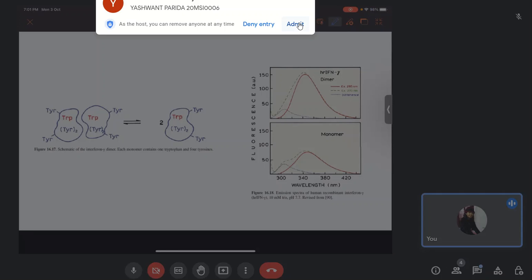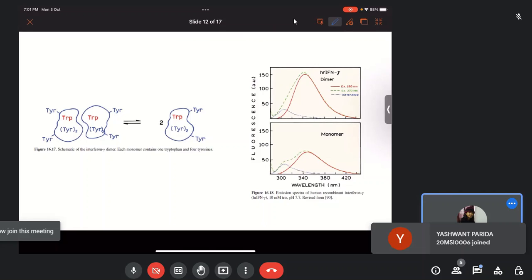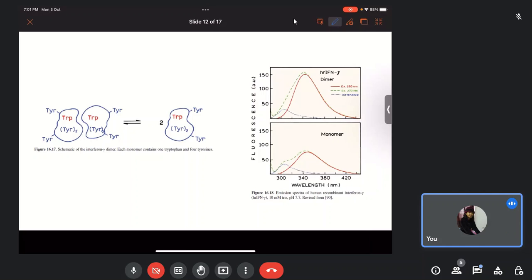So this is an example where people have followed the self-association or dimerization of a protein. This is an interferon gamma dimer. It has one tryptophan and four tyrosines, and you can see that the tryptophan is deeply inside the protein, whereas the tyrosine residues are unevenly distributed across the protein.